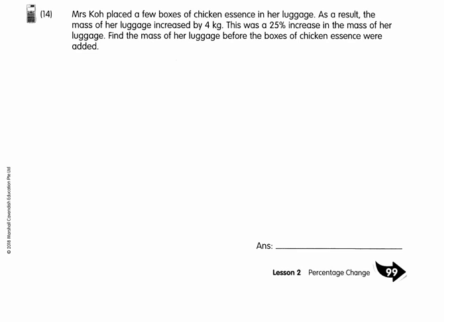Okay, question 14. Mrs. Koh placed a few boxes of chicken essence in her luggage. As a result, the mass of her luggage increased by 4 kg. She must be a chicken essence smuggler. 4 kg worth of chicken essence, no joke, okay? She must be really desperate for chicken essence.